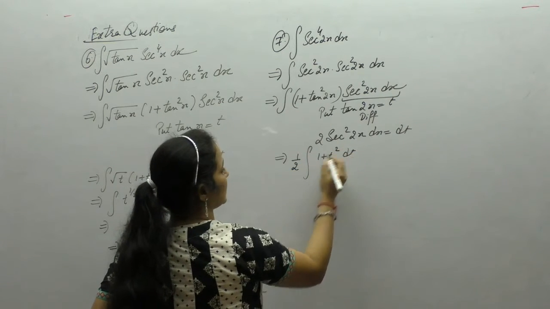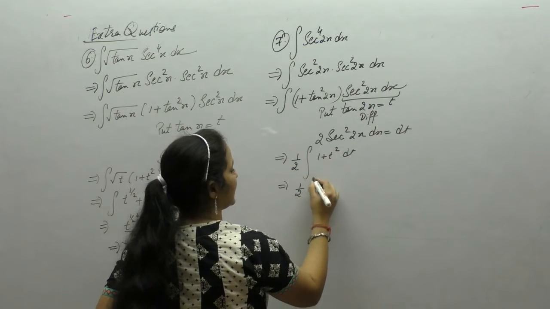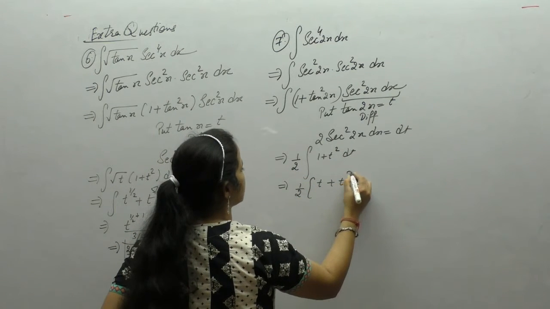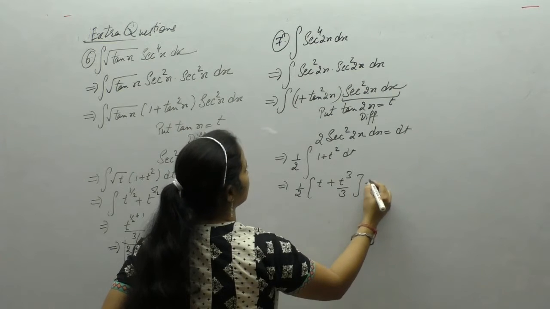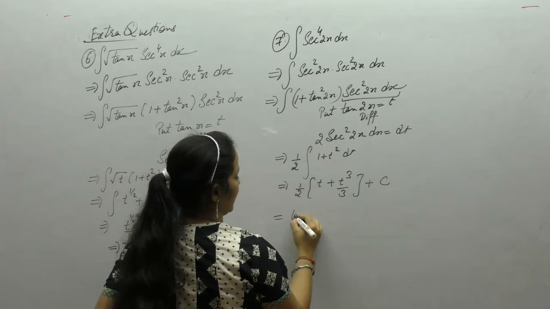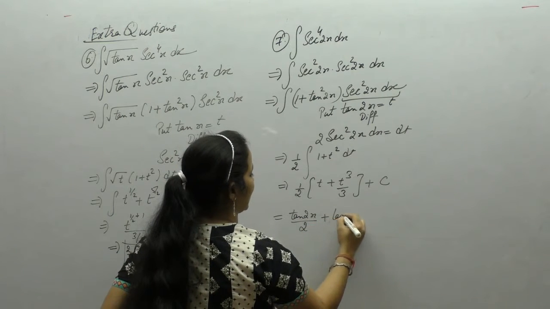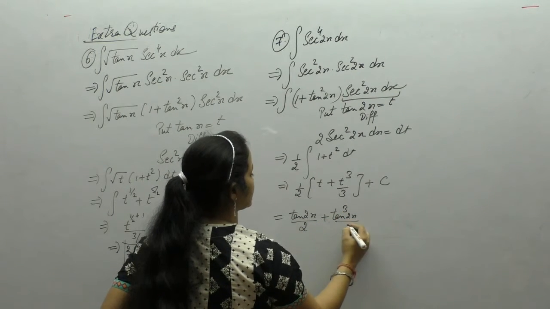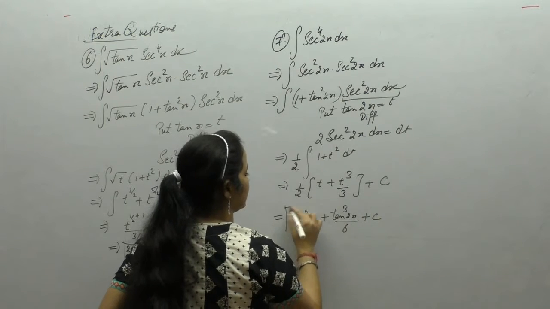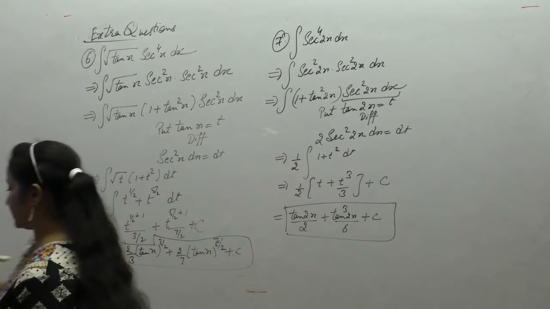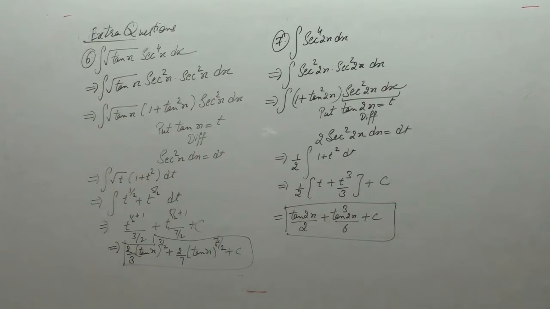1 plus t square. Integral of 1 is t and t square is t cube upon 3. T here is tan 2x. So tan 2x upon 2 plus tan cube 2x upon 6 plus c.